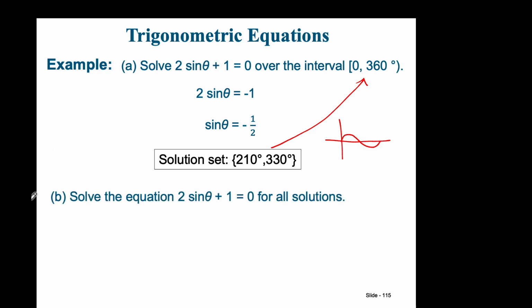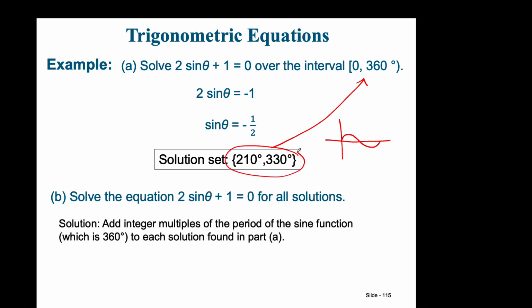Now, these directions are going to change on us a little bit. We're asked to solve the equation 2 sine of theta plus 1 equals 0, except this time we're asked to find all of the solutions. Well, we have 2 of them so far, so that's good, but there are many more. So what we're going to do is add integer multiples of the period of the sine function, which is 360 degrees, right? 0 to 360 degrees is what it takes to complete one period of sine.